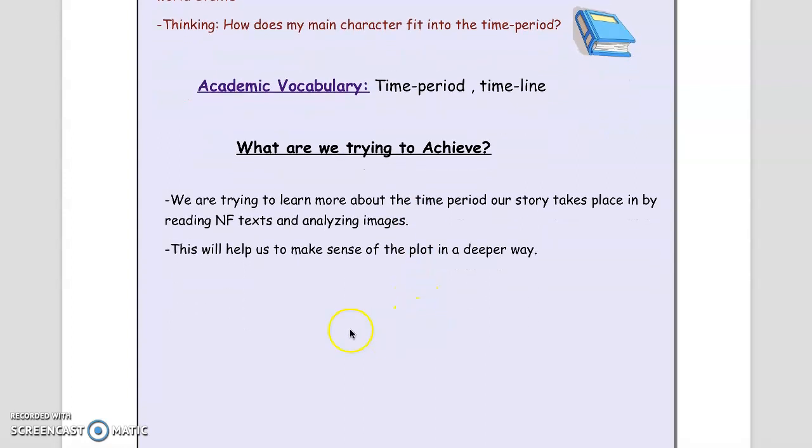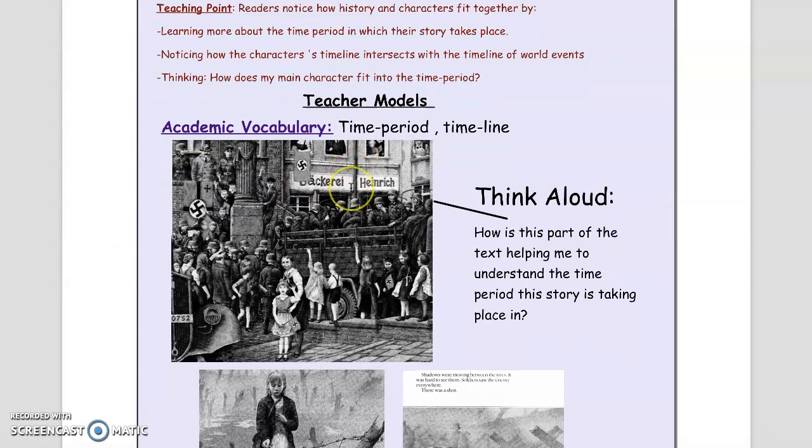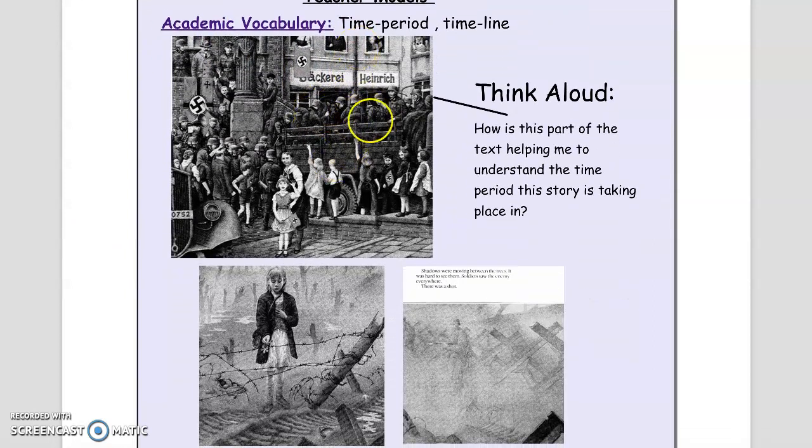So what we're trying to achieve is we're going to try to learn more about the time period that our stories take place in by reading non-fiction texts and analyzing the images that we see. And this is going to help us make sense of the plot in our historical fiction reading in a deeper way. Okay, so I'm going to model how this works.